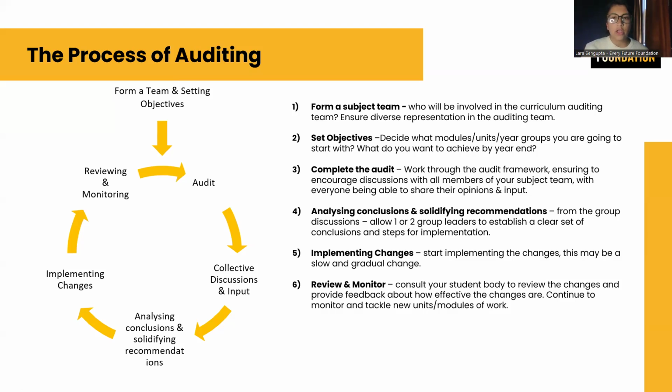So forming a team. Who will be involved in the curriculum auditing team? Ensure diverse representation within the team. Set objectives. So decide what modules, units, year groups, or area you're going to start with. What do you want to achieve by the end of 1 year, by the end of 2 years, by the end of 5 years? Number 3, complete the audit.